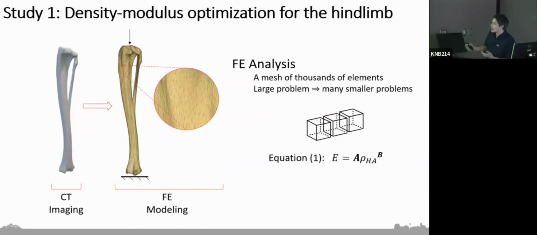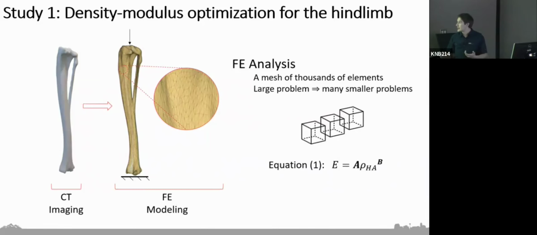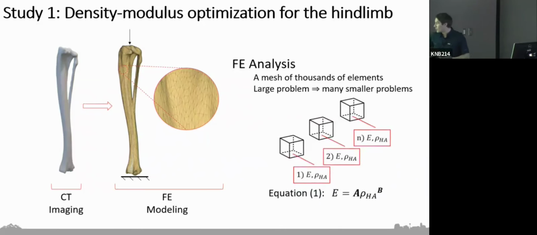Now, of course, when we're looking at this equation 1, our density modulus relationship, each one of these elements will have a particular grayscale value, and so a particular Hounsfield unit associated to it that we get from that CT scan. If it has a unique density value, then all of them, no matter what we use for our parameters A and B, will get a very unique and different elastic modulus as well. Again, this is to emphasize how heterogeneous these material properties are when we work with these finite element models.